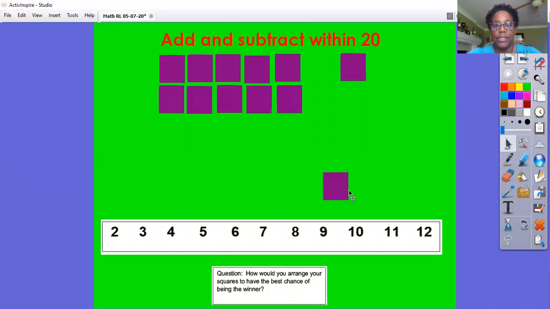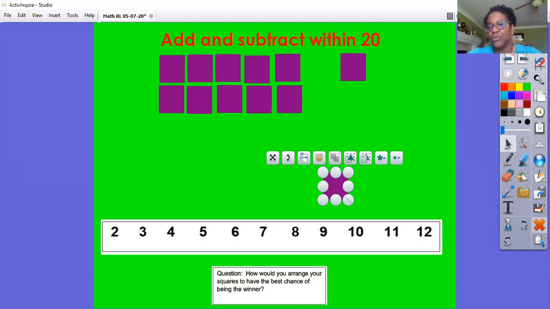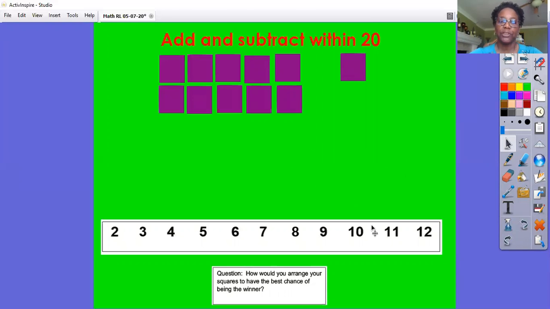Now, do we need this square? No, we don't, so we can just get rid of that one. We'll delete that one. So let's count again and make sure we have all 11 squares. 1, 2, 3, 4, 5, 6, 7, 8, 9, 10, 11. We got it. And do you have your number strip from 2 to 12?